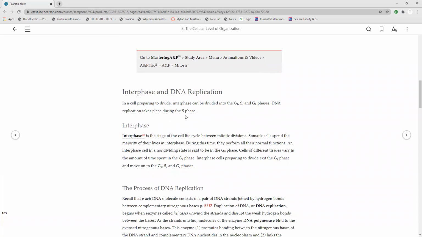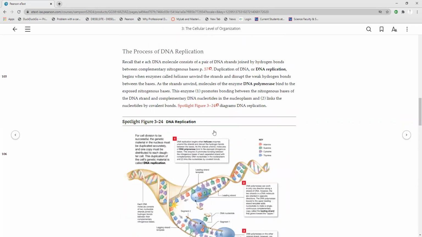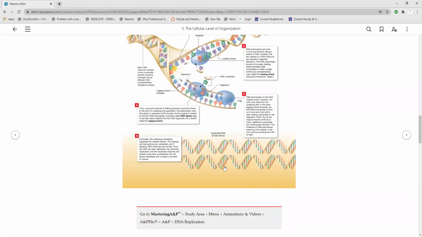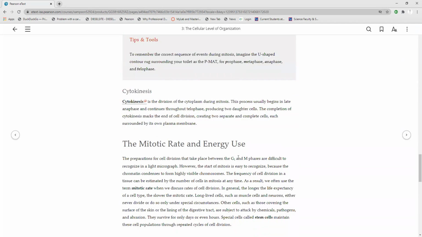All right, so we have interphase and DNA replication. It goes through this. This will help you read this. Listen, you do not have to go through DNA replication. You do need to understand that we make a copy of the DNA. We make a copy of it, and then one half of the DNA goes to one side, the other half goes to the other side. They are identical matches because of the complementary base pairs, and that's how they make copies of each other, okay?